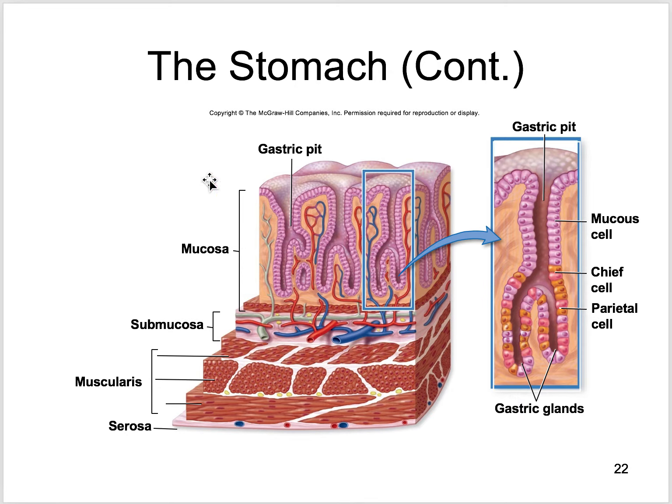But know that what's actually happening in the stomach is that you have folds, the rugae, and inside of the folds are these little pits. And inside of these pits is where the magic is happening, where the products are being produced to aid in digestion.